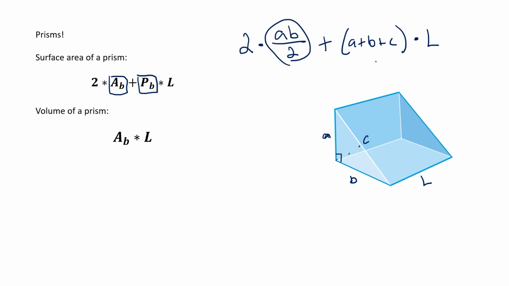This changes every time, as does this, based on the shape of the base. The volume is the area of the base times the length. So instead of all this for the surface area, our area would be AB over 2, the area of our base, times L. That would be the volume of this prism. Okay, that's it for that.